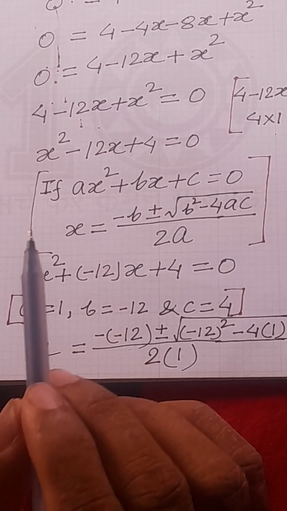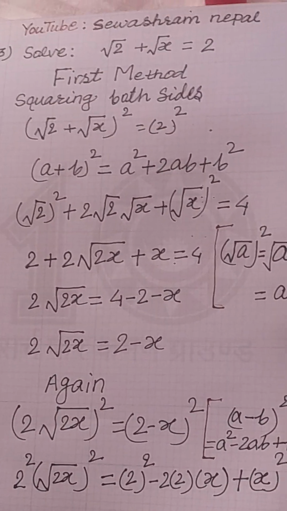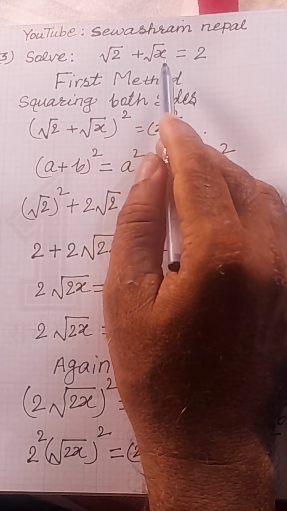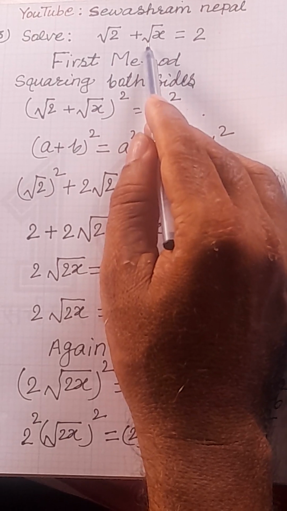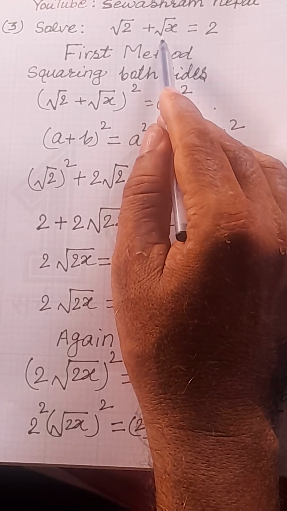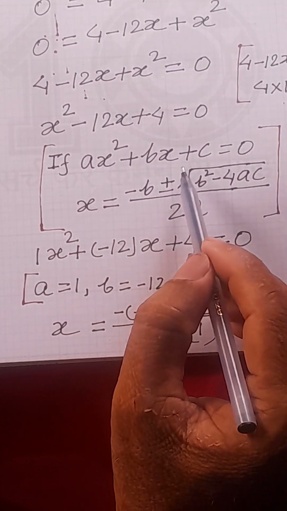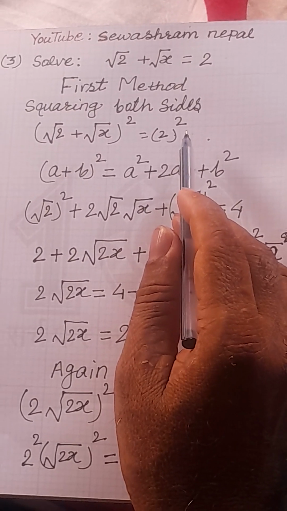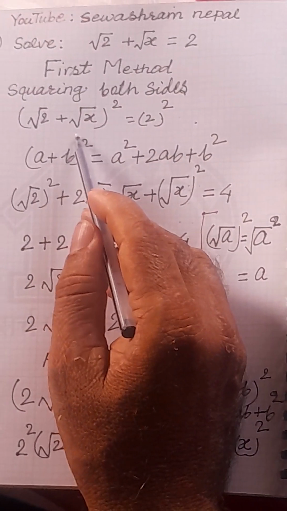So, to get this form from the given equation, what do we have to do? First of all, to get the value of x, the square root should be eliminated somehow. So how is it possible? And at the same time, how can we apply this quadratic equation ax square plus bx plus c equal to 0? We have to apply squaring on both sides.